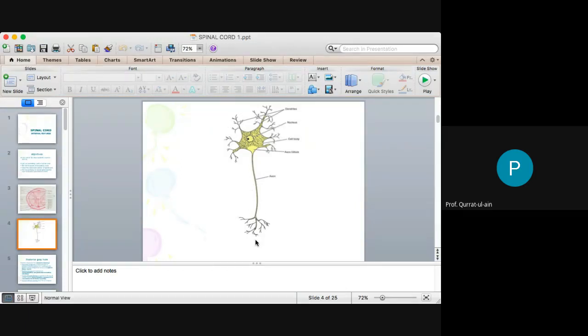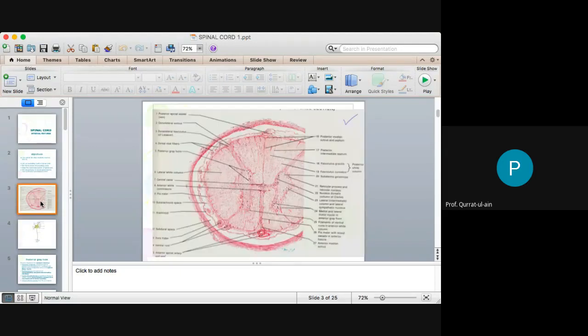So this neuron is collected here in the gray matter, and the main type of neuron in the gray matter in the spinal cord, they're all multipolar neurons. There are neurons in the posterior gray horn. This is the posterior gray horn. This is the anterior gray horn. And this is the lateral horn, which is in the thoracolumbar region, where there is the autonomic outflow.